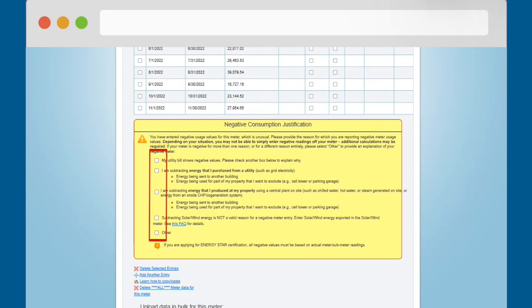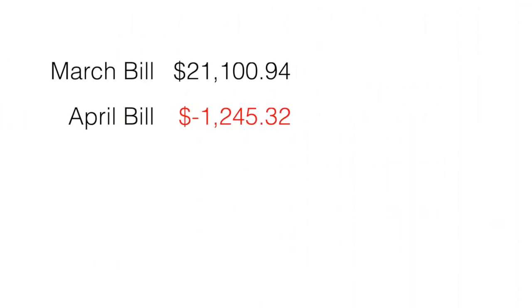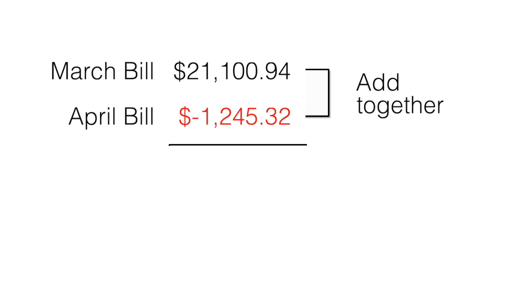They will only step you through reasons why you cannot have a negative number. Checking the boxes will not resolve the error. If you have a negative bill, the best way to resolve the error is to add the value of the negative bill to the value of the bill for the previous billing period. This should give you a positive total for the two bills.